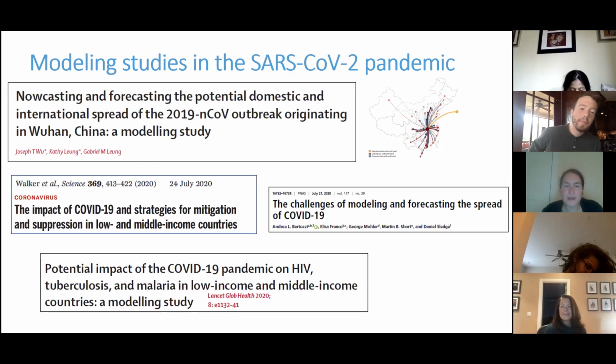One flavor that we're starting to see is the impact of the COVID-19 pandemic on other infectious diseases. As everyone's aware, this pandemic has been just incredibly disruptive to all aspects of life, including care for other and prevention for other diseases. So some groups are starting to look at what kind of impact we might see on, for example, HIV and TB and malaria as a result of this pandemic and its disruptive nature on care and prevention for those infections.